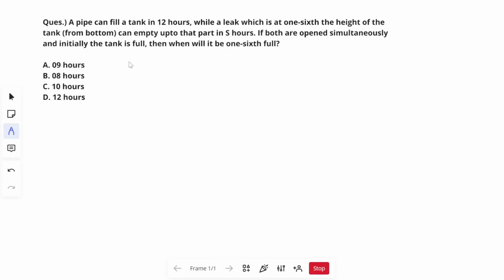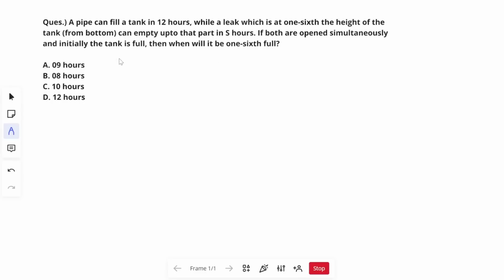Let's look at this question. A pipe can fill a tank in 12 hours, while a leak, which is at 1/6 at the height of the tank, can empty up to the part in S hours. If both are open simultaneously and initially the tank is full, then what will be the 1/6 full? Okay, see, we have options as 9 hours, 8 hours, 10 hours and 12 hours.